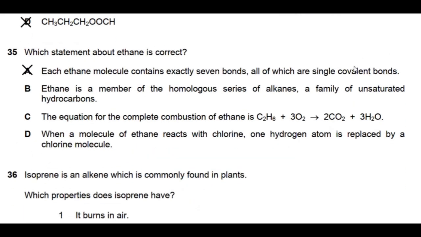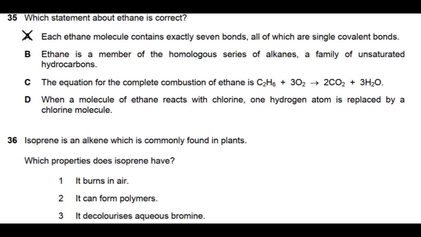Next, which statement about ethane is correct? Ethane is an alkane, a 2-carbon alkane. Each ethane molecule contains exactly 7 bonds, all of which are single covalent bonds. So if you draw the displayed formula of ethane, you will get the answer: 2 carbons.